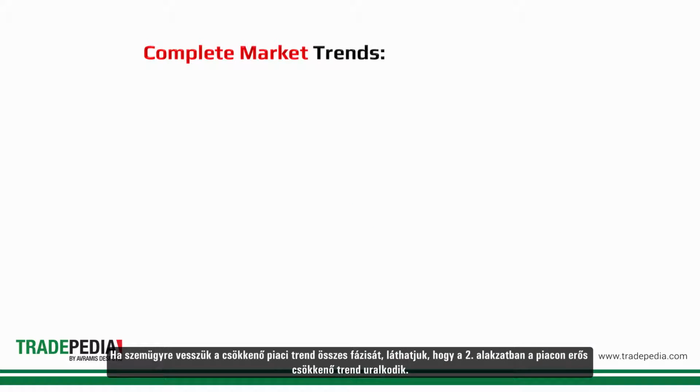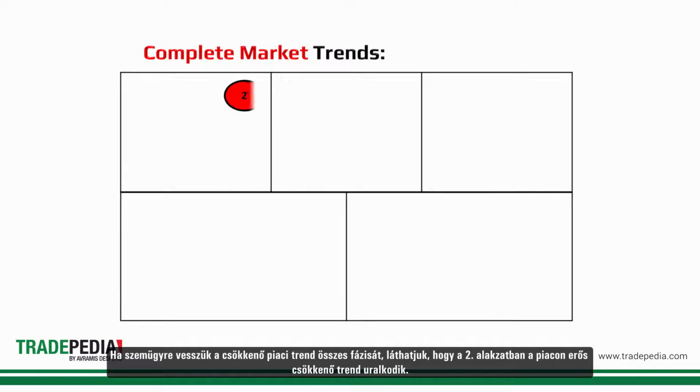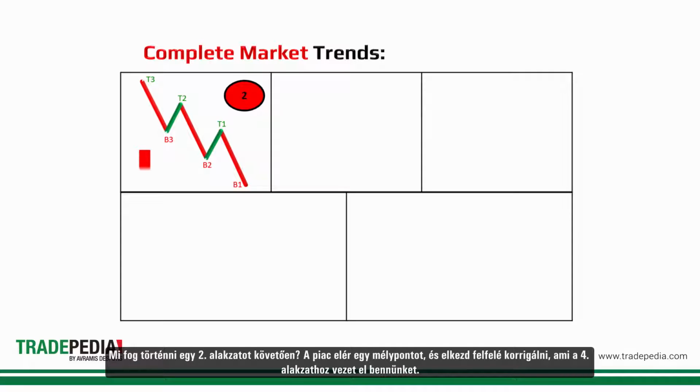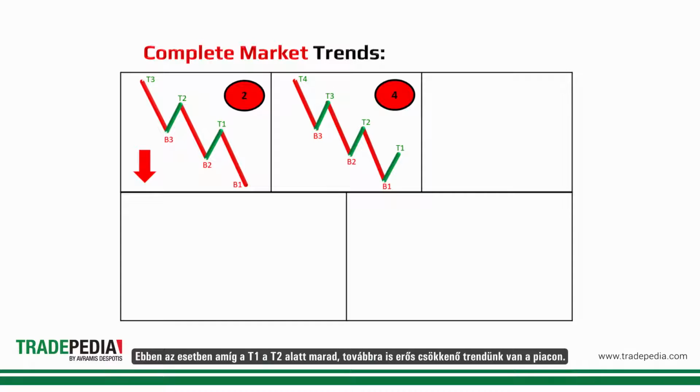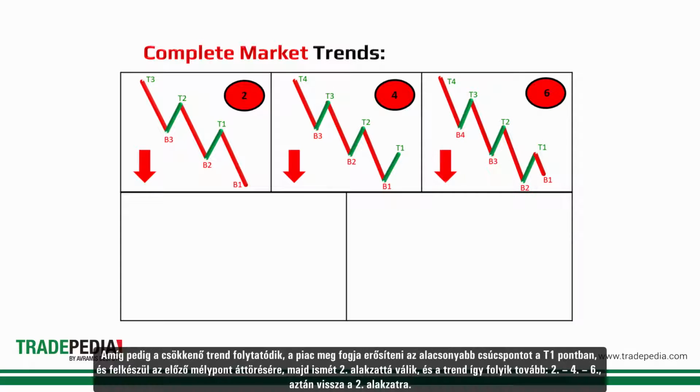Now, if we were to look at all the phases of the market downtrend, in pattern number 2, we have a strong downtrend in the market. After pattern number 2, what will happen? The market will make a bottom and start correcting upwards, leading us to pattern number 4. In this case, as long as T1 remains below T2, we continue to have a strong downtrend.